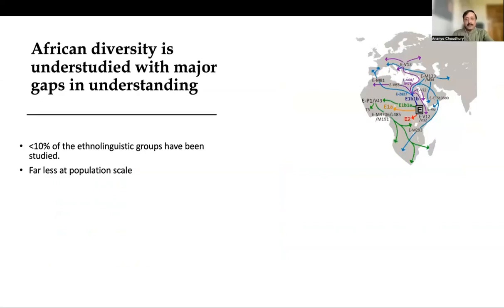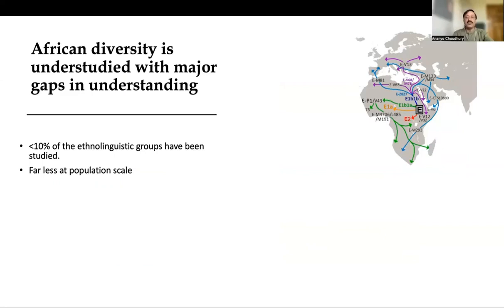So despite the potential for uncovering migration and gene flow and delineating events and factors that shape diversity, there is very limited data on African populations. Just to give you an estimate of this level of scarcity, less than 10% of the 2,000 groups have proper genomic data.